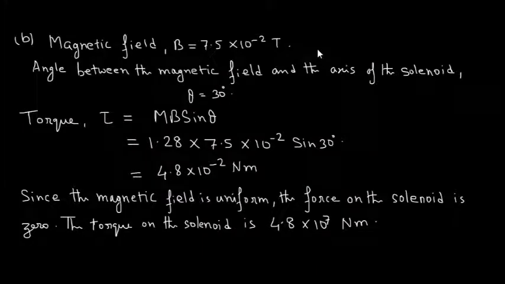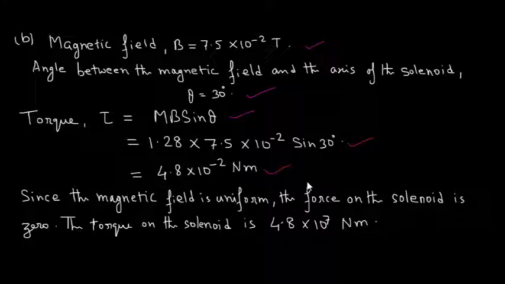The next part of the solution, part B. Magnetic field B is equal to 7.5 multiplied by 10 to the power minus 2 Tesla, angle between the magnetic field and the axis of the solenoid, theta is equal to 30 degree. Torque tau is equal to mb sine theta. Putting the value of m, b and theta, we get 1.28 multiplied by 7.5 multiplied by 10 to the power minus 2 multiplied by sine 30 degree, which is equal to 4.8 multiplied by 10 to the power minus 2 Newton meter. Since the magnetic field is uniform, the force on the solenoid is 0, and the torque on the solenoid is 4.8 multiplied by 10 to the power minus 2 Newton meter.